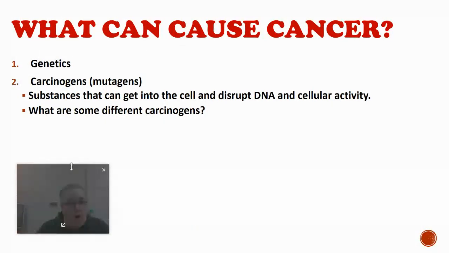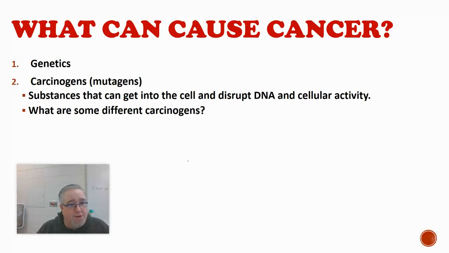Now, another thing that can cause it is carcinogens. Carcinogens are things in the environment, which could be chemicals in the environment. It could be ultraviolet radiation from sunlight. But these are things that can get into your cells and disrupt your DNA. And if it disrupts your DNA, it's going to affect the way that your cells respond to things like regulatory proteins and contact inhibition, all that type of stuff.